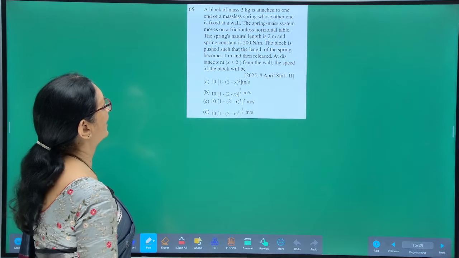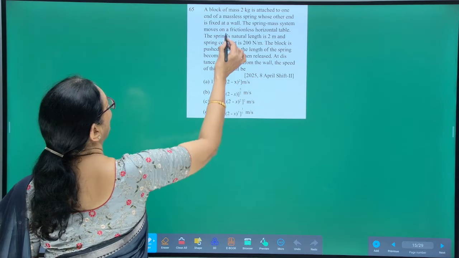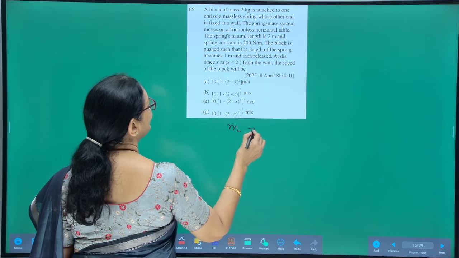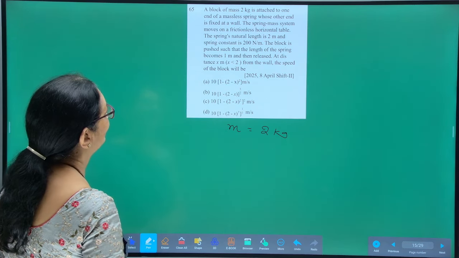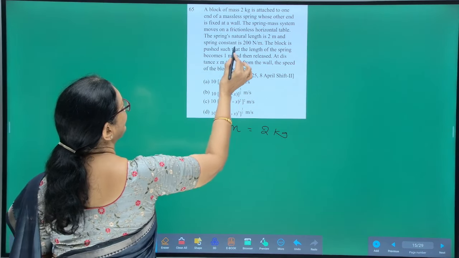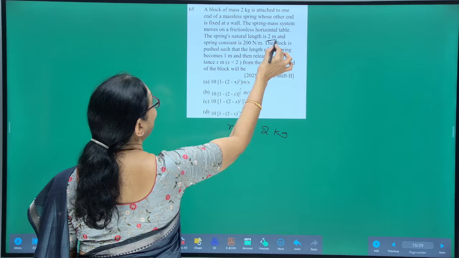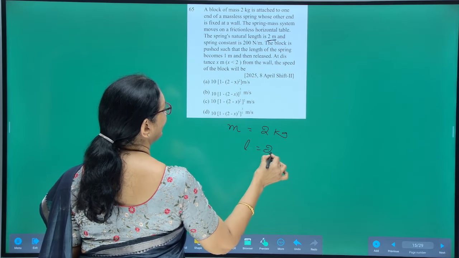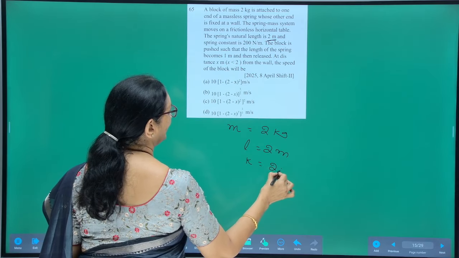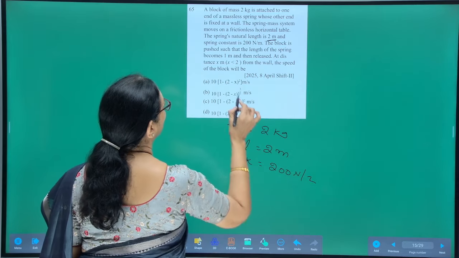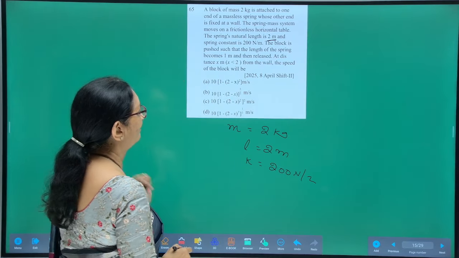Move on to the last problem for today's class. A block of mass 2 kg is attached to one end. Mass of the block is given as 2 kg, attached to one end of a massless spring, the other end is fixed to a wall. The spring-mass system moves on a frictionless horizontal surface. The natural length of the spring is given as 2 meters and the spring constant is given as 200 newton per meter. The block is pushed such that the length of the spring becomes 1 meter.